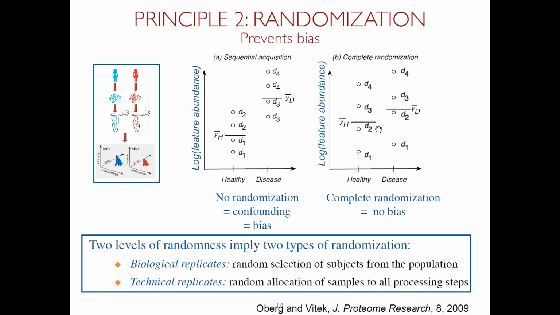Does it make sense? Okay, and again, because we have two levels of randomness, we have two types of randomization. We need to select randomly biological replicates from the population, and we need to randomly allocate samples to all steps of sample manipulation and data collection and all of that.